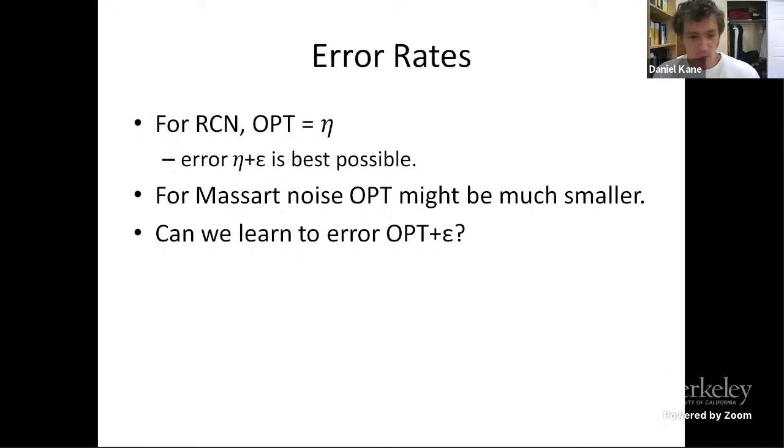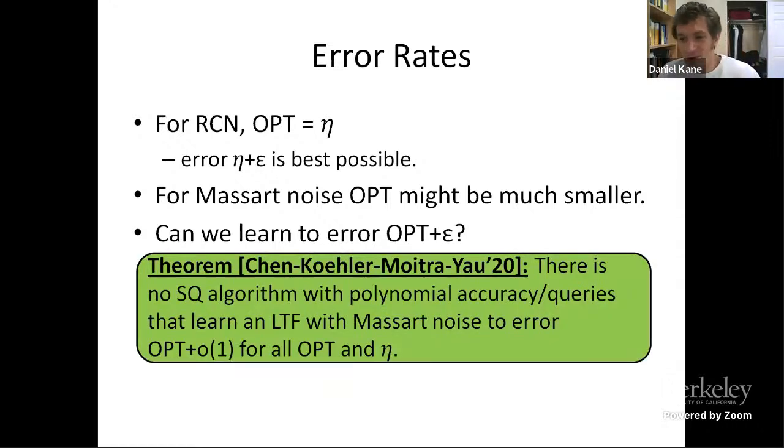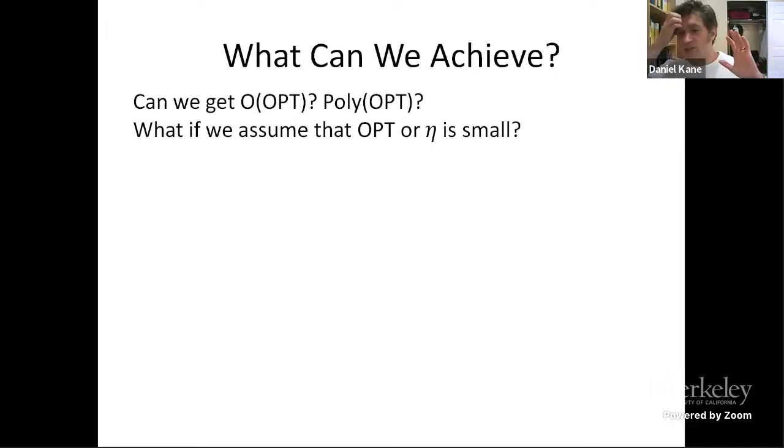And so the real question now is, can we do better? Can we learn maybe to error opt plus epsilon? That has been known, for a little while, to be impossible. There's a recent result that says there's no SQ algorithm with polynomial accuracy and queries that can learn a linear threshold function with Massart noise to error opt plus little o of 1 for all values of opt and eta. Now, this says opt plus epsilon isn't possible, but it's still not great. It doesn't answer whether maybe we could learn error O of opt or poly opt, or maybe this can work for certain values of opt and eta or something like that.